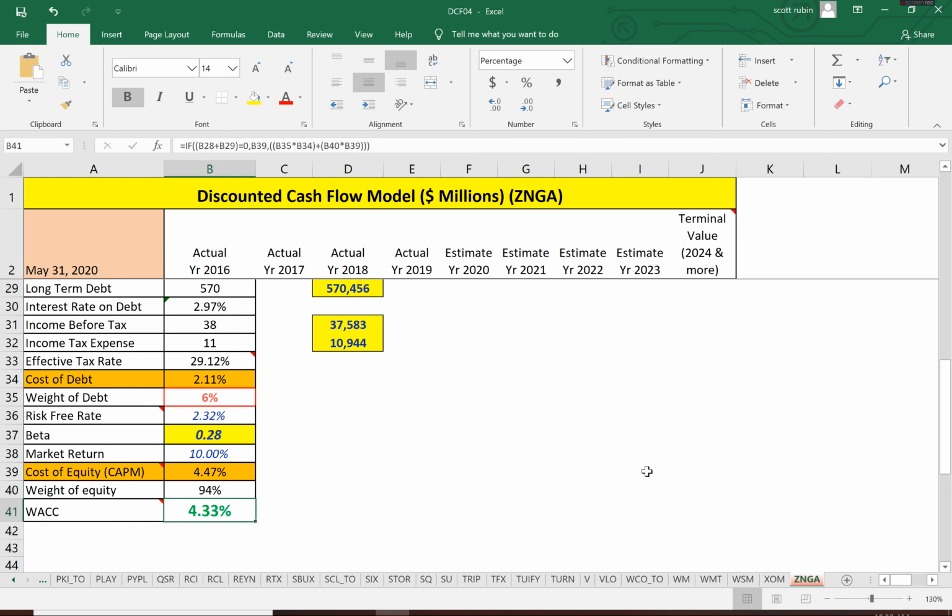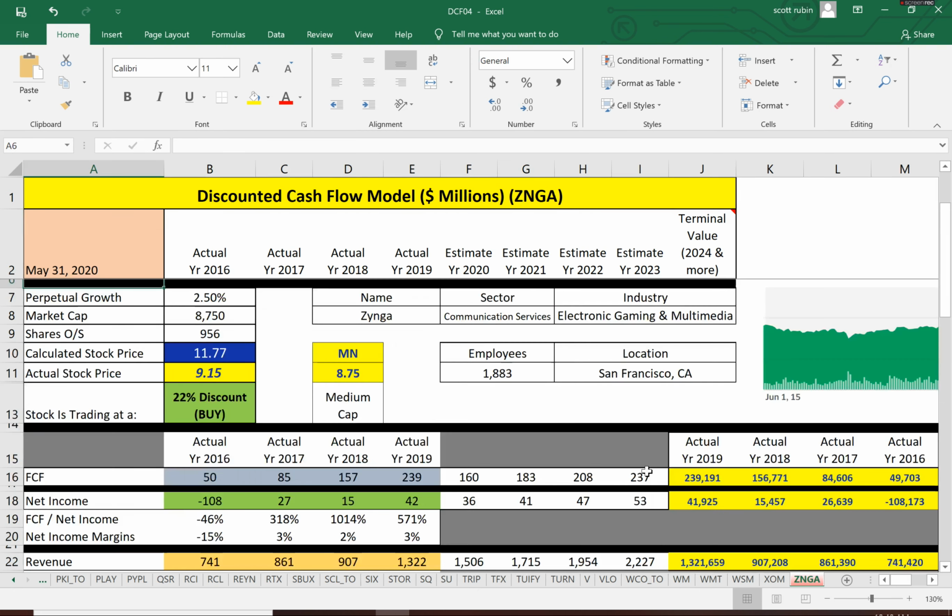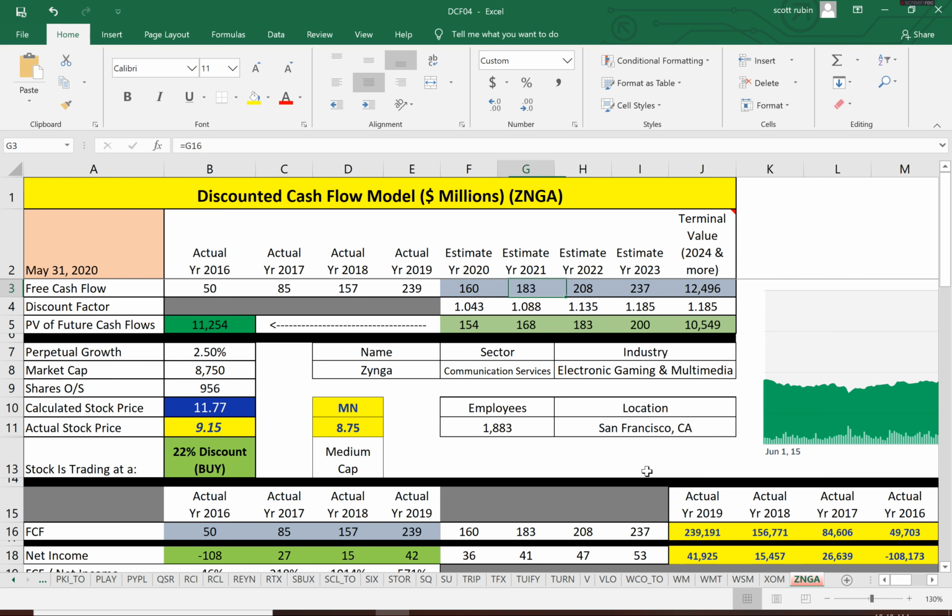So the WACC is pretty low, 4.33%. This is one of the lowest WACCs I've seen. So they don't need much of a return in order to be profitable, only 4%. So let's go discount the cash flows by that 4%.